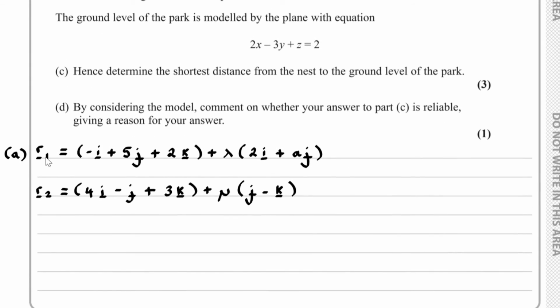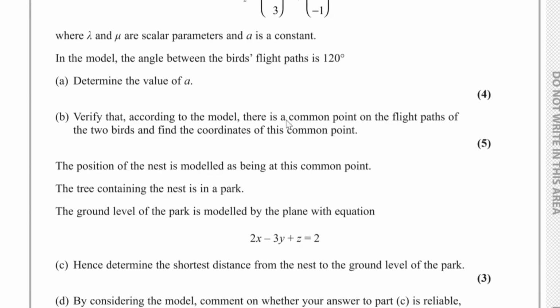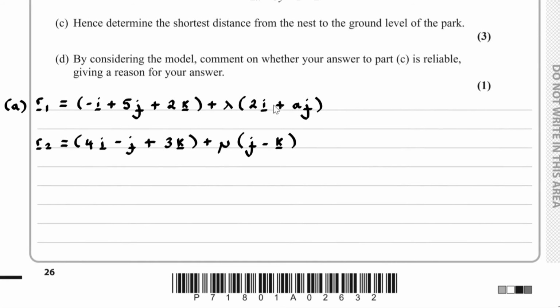Well, we've got vectors r1 and r2 in component form. Now we need to find the angle between those two vectors. We know that the angle between those two vectors is 120 degrees. So using the dot product, we have the cosine of 120 degrees equals the direction of r1, 2i plus aj, dot with the direction of r2, j minus k.